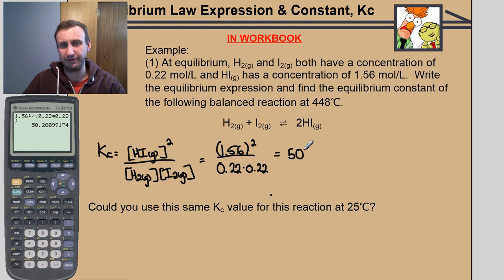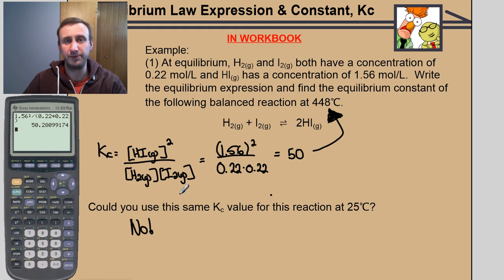Great. That's that question. The next question is, could I use this same Kc value for this reaction at 25 degrees Celsius? That is a resounding no. No, I could not. This Kc value is only good at one temperature for this reaction. So it's specific to both reaction and temperature, and that's at 448 degrees Celsius, right here. Now, a reason for this, for example, well, if I got to 25 degrees Celsius, this I2 wouldn't even be a gas anymore. It would be a solid. So that even changes my expression, not just the value, but the expression completely changes as a result.